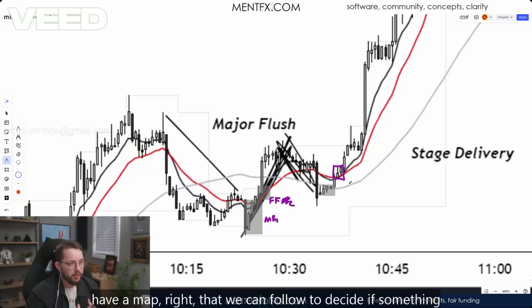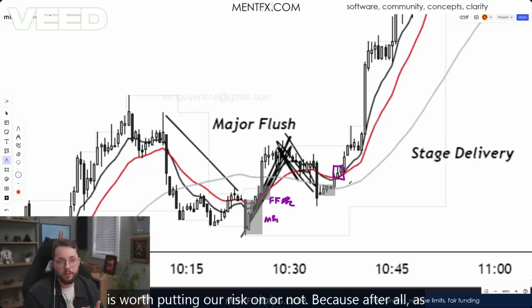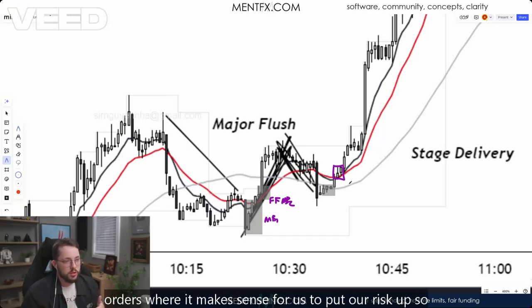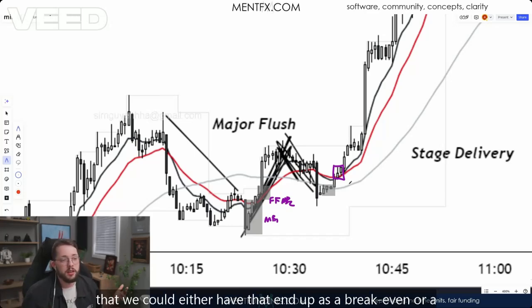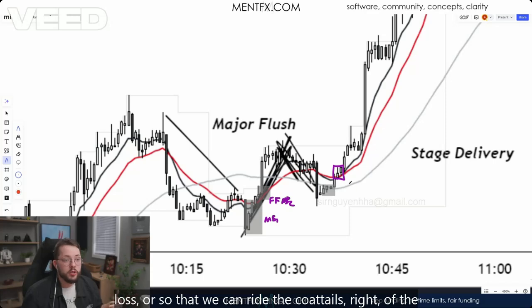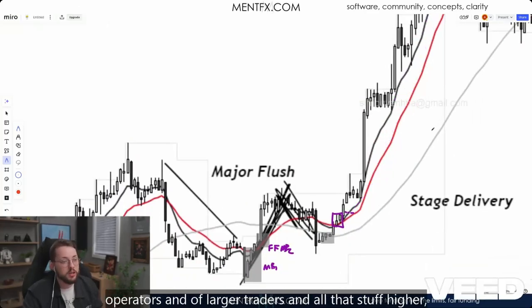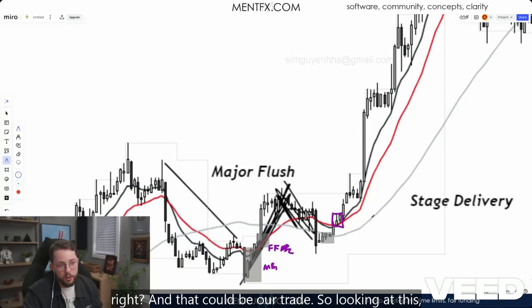They have a map, right, that we can follow to decide if something is worth putting our risk on or not. Because after all, as traders, all we're doing is looking for areas or orders where it makes sense for us to put our risk up so that we could either have that end up as a break even or a loss, or so that we can ride the coattails of the composite operator and of institutions and of larger operators and of larger traders and all that stuff higher, right? And that could be our trade.